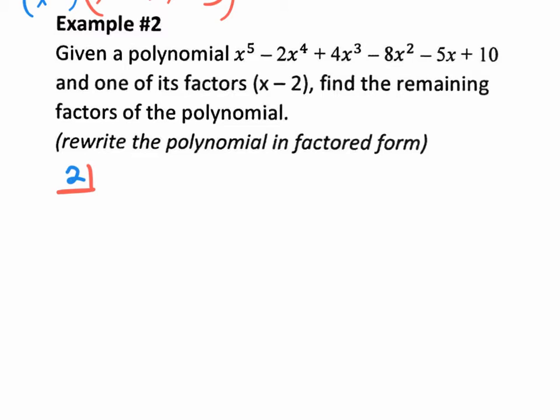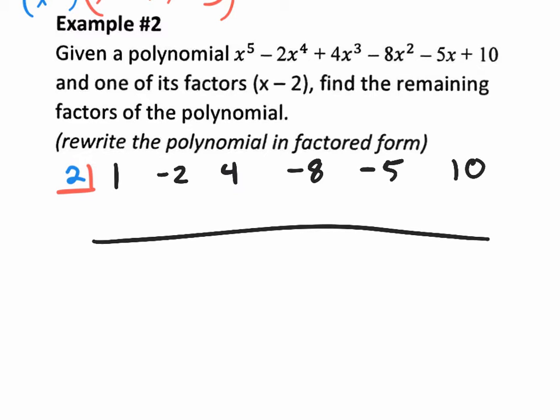Now, what are the coefficients of the rest? 1, negative 2, 4, negative 8, negative 5, 10. There were no missing terms? No. Okay, we're good. As you go down, you combine. You end up with 1. As you go up, you multiply. What do I get up here? 2. As I go down, I combine. What do I get? 0.